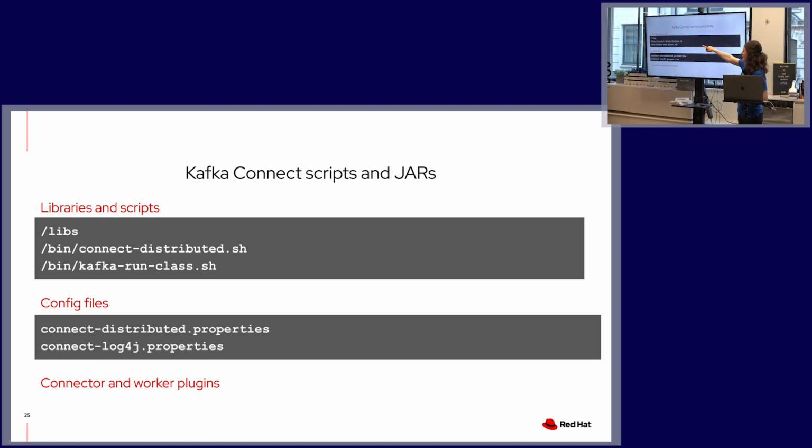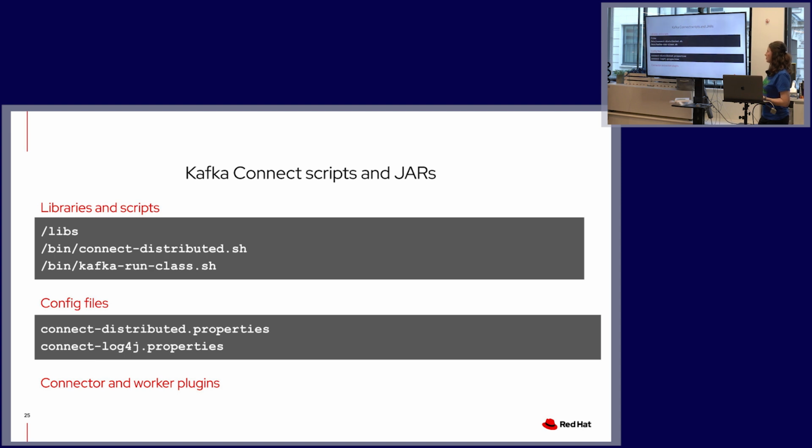You need the libraries in the libs directory that are Connect related. Then you need these 2 shell scripts, Connect distributed and the Kafka run class. Configuration files wise, you need Connect distributed properties. That is your runtime configuration for your workers, and you'll need however many of them for however many workers. Then for each worker, you need the Connect log4j properties for logging. There are example files in the config directory in the Kafka distribution, so I recommend starting from there and configuring them. And then you also need all of your Connect and worker plugins.